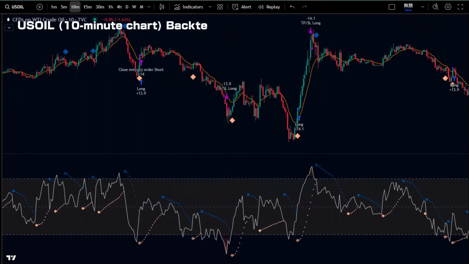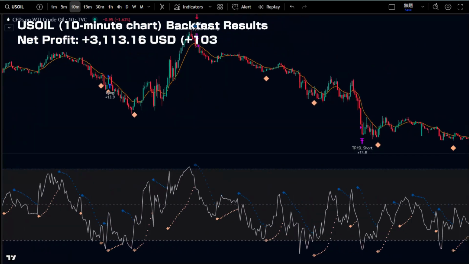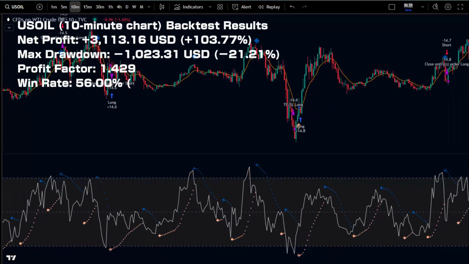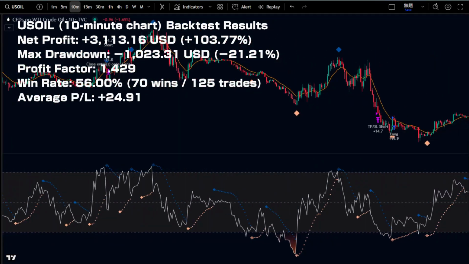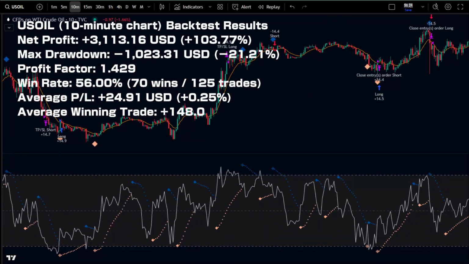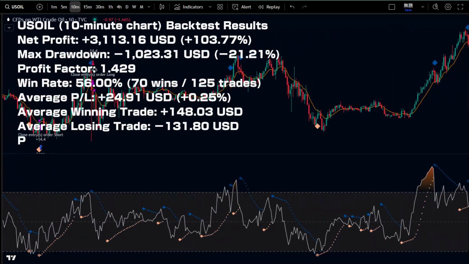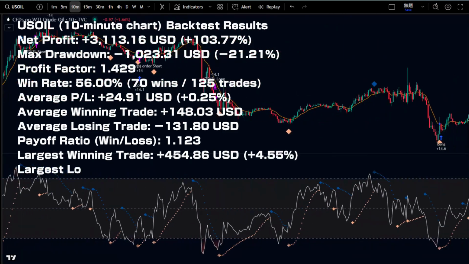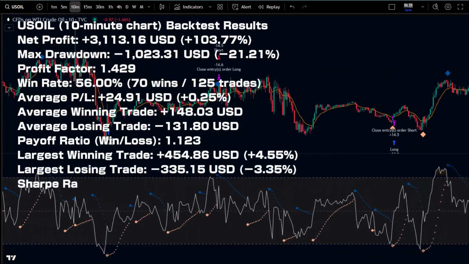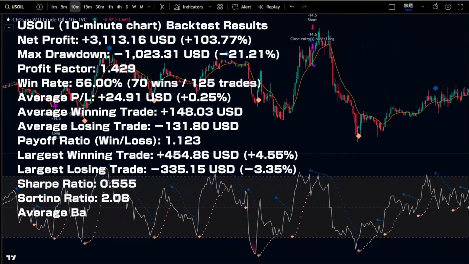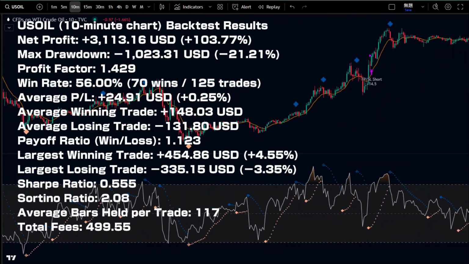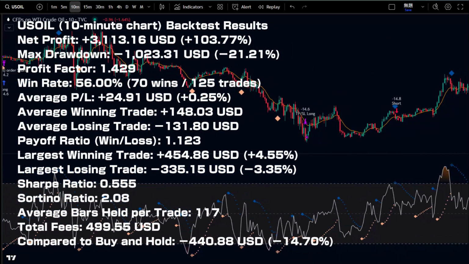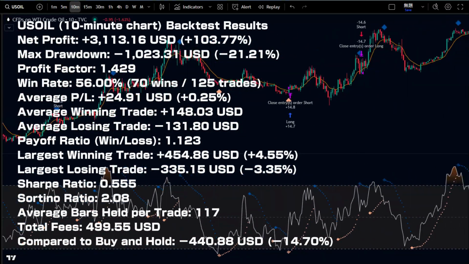Key backtest results. Net profit, plus $3,113.16, plus 103.77%. Maximum drawdown, minus $1,023.31, minus 21.21%. Profit factor, 1.429. Winning rate, 56%. 70 wins out of 125 trades. Average profit/loss per trade, plus $24.91, plus 0.25%.